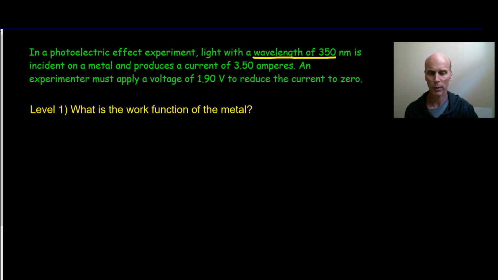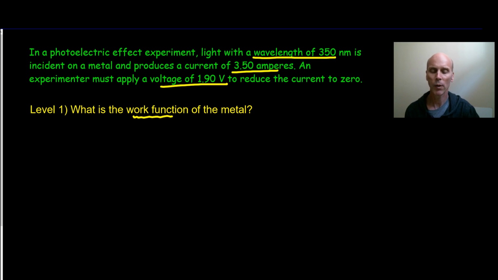In this question, they describe an experiment. Light with a wavelength of 350 nanometers hits a metal surface and produces a current of 3.50 amperes. Then the experimenter must apply a voltage of 1.90 volts to reduce the current to zero. So we got some quantitative information there. Let's take a look at the question. What is the work function of the metal?